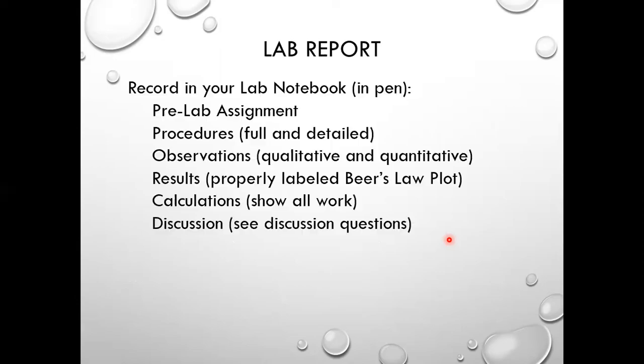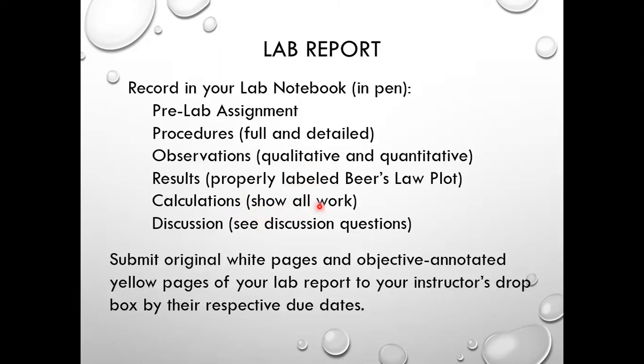When you write your lab report for this experiment, it's very important that you write it with as much detail and as carefully for this online experiment as you would if this were an in-person experiment. So just to remind us, we have a pre-lab assignment. Make sure you write full and detailed procedures based upon what you observe in the video, including all qualitative and quantitative observations. The results section at minimum should include a properly labeled Beer's law plot. Make sure you show your work for all unique calculations. And then a little bit later, we'll talk about the discussion questions.